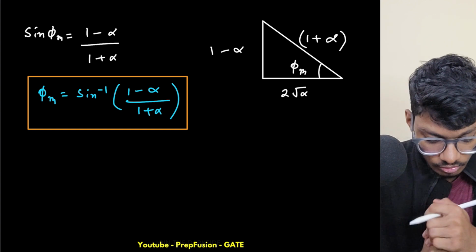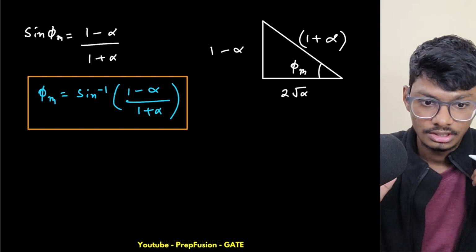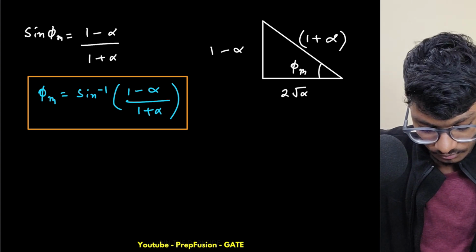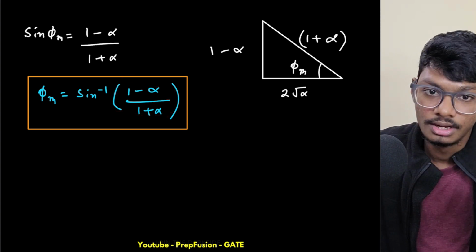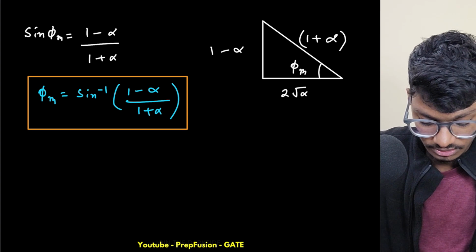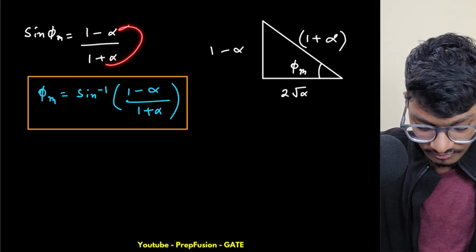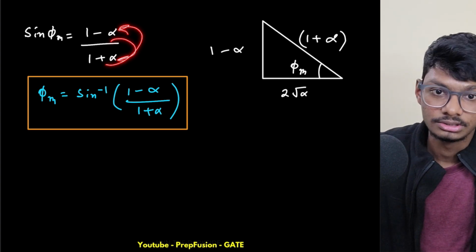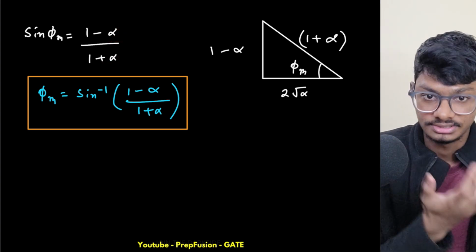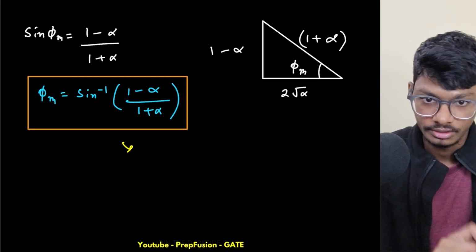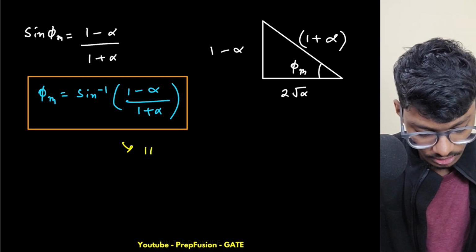Now how else can we remember this? Do remember that this ratio has to be less than 1 obviously. So if I put 1 plus alpha above and 1 minus alpha below, then it won't be less than 1, it will be more than 1. So how to remember? Pictorially I showed you, and now I'll show how to remember it theoretically.